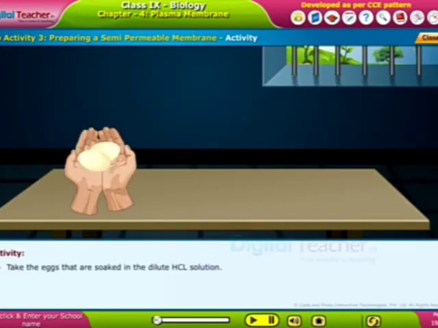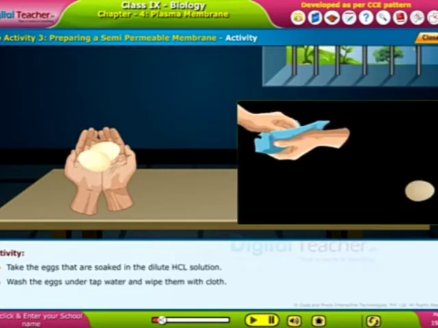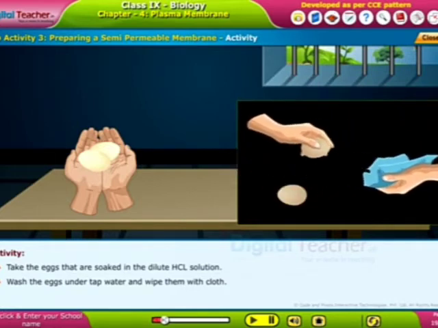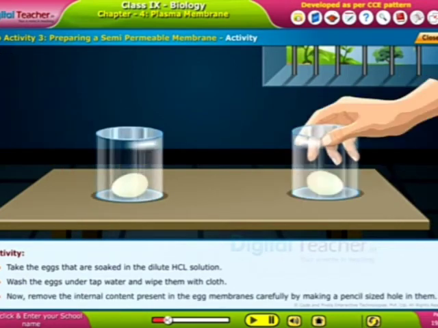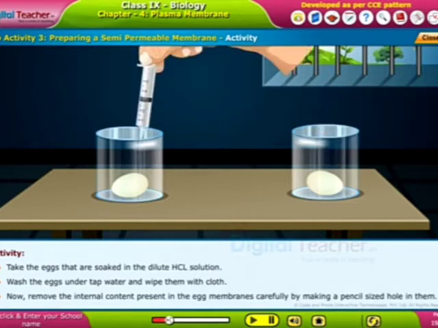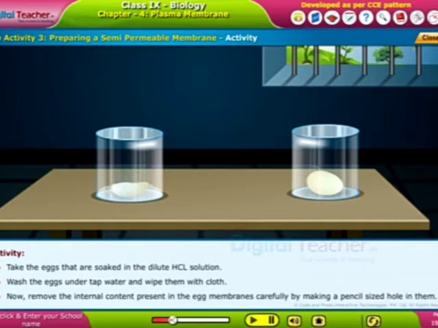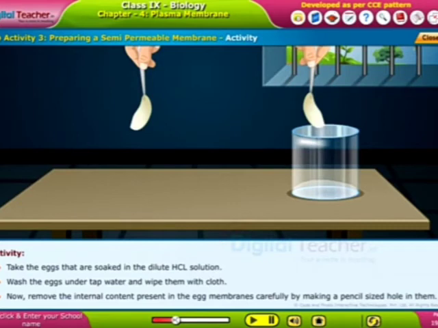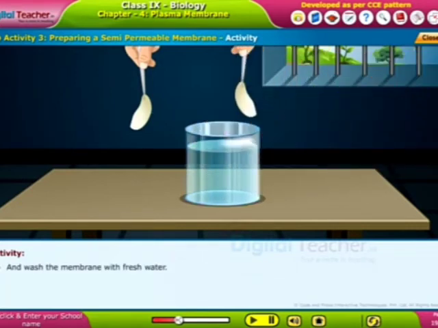Take the eggs that are soaked in the dilute HCl solution. Wash the eggs under tap water and wipe them with cloth. Now, remove the internal content present in the egg membranes carefully by making a pencil-sized hole in them, and wash the membrane with fresh water.